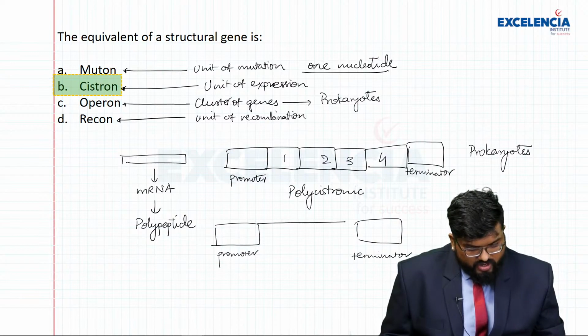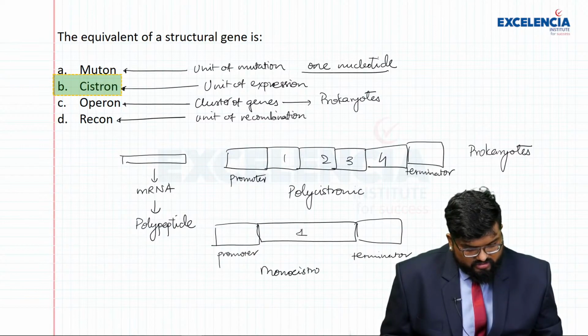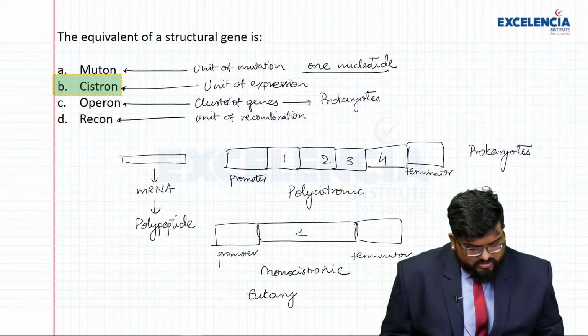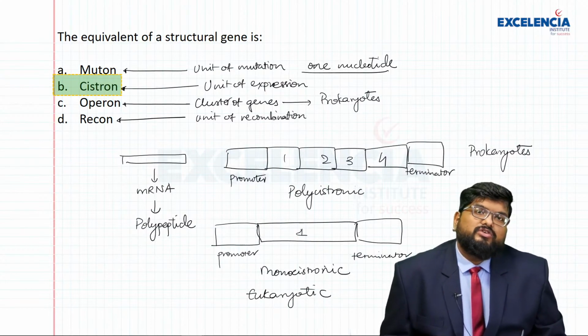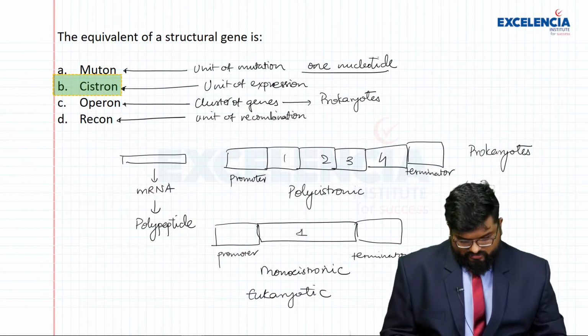In eukaryotes, however, between a promoter and a terminator, there will be only one structural gene. And such a condition is known as what? Monocistronic. So remember that the genes of prokaryotes are polycistronic and the genes of eukaryotes are monocistronic.